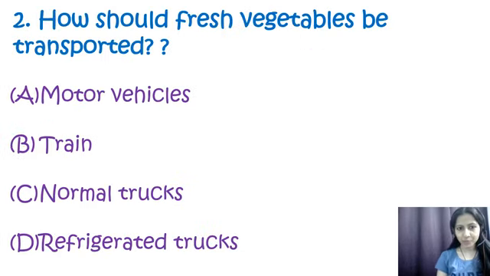So question number 2, how should fresh vegetables be transported? So options are motor vehicles, train, normal trucks and refrigerated trucks. So over here the correct option is D, that is refrigerated trucks. Fresh vegetables need to be transported in refrigerated trucks or containers to maintain their freshness and to prevent them from spoilage. So the correct option is D, refrigerated truck.